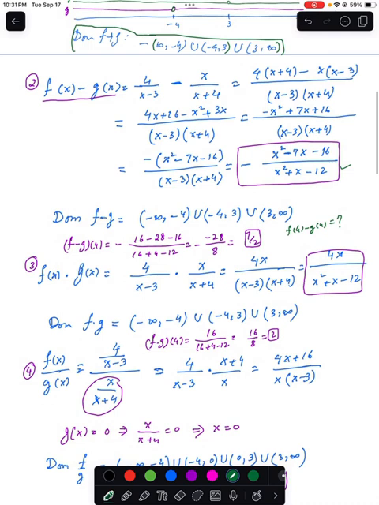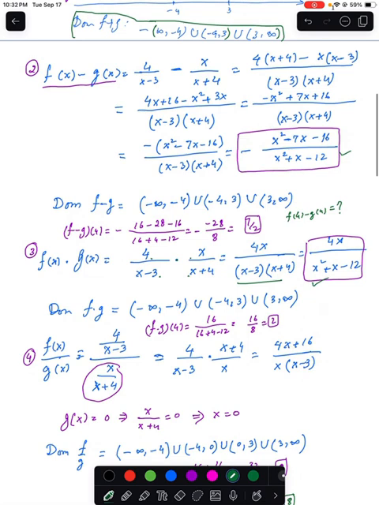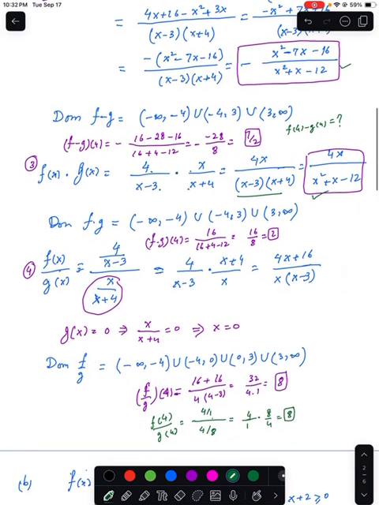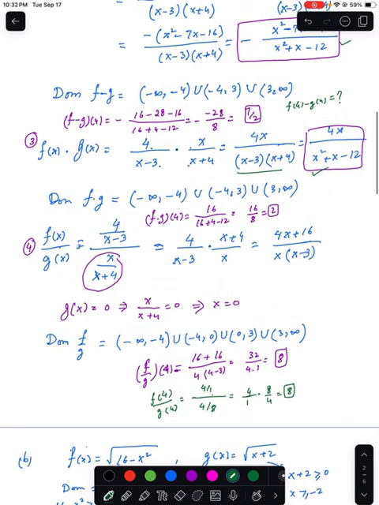Okay, f of x times g of x, so you multiply them. So remember how we multiply fractions, top with top, bottom with bottom. So I get that, and when I simplify, I end up getting this. Domain is same as above, and f times g of 4 is coming out to be 2. Again, check the other thing, what is f of 4 times g of 4.